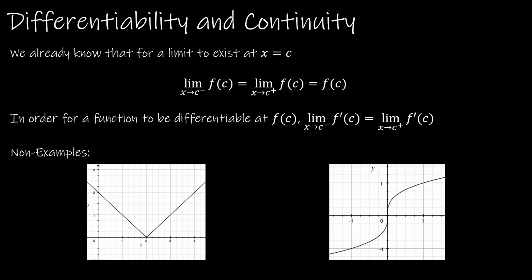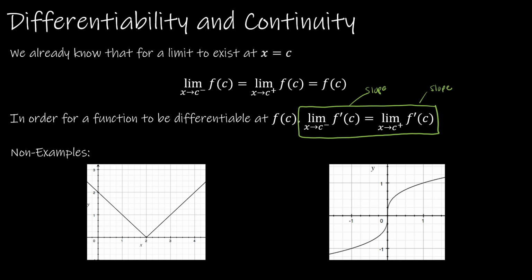Well, in order for a function to be differentiable, what I need is for the function to be continuous, first of all, so I'd need to check all of those steps, but I also need for this to be true, which mathematically says the limit as x approaches c from the left of f prime of c is equal to the limit as x approaches c from the right of f prime of c. Essentially what we're saying is the slope from the left has to equal the slope from the right.